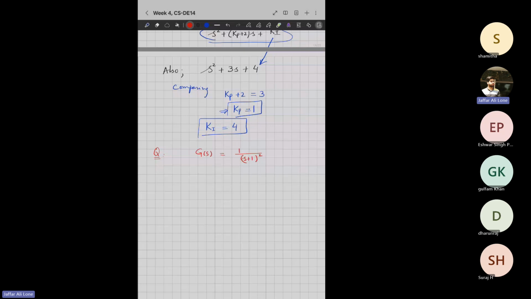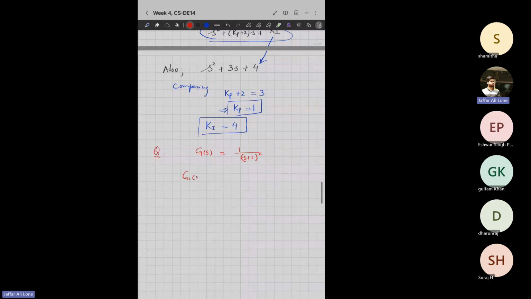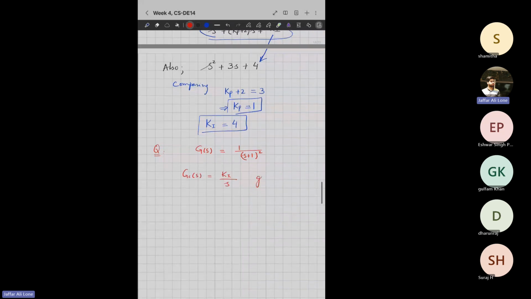Perfect. Now an integral controller. So my controller this time, GC of S, is KI over S, because it's saying an integral controller gives a closed loop pole at S equal to minus A. Find the value of KI.